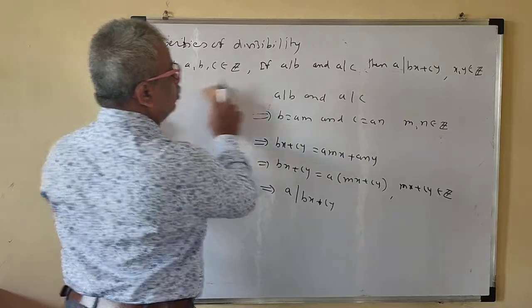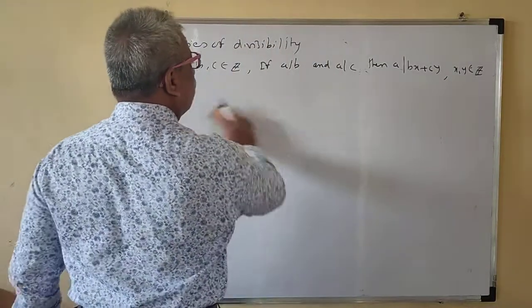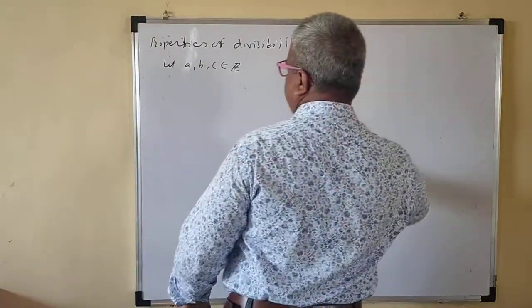Okay. So this is very simple. With the help of the definition of A divides B, we are proving this one. Okay. So now we'll go to the next property.